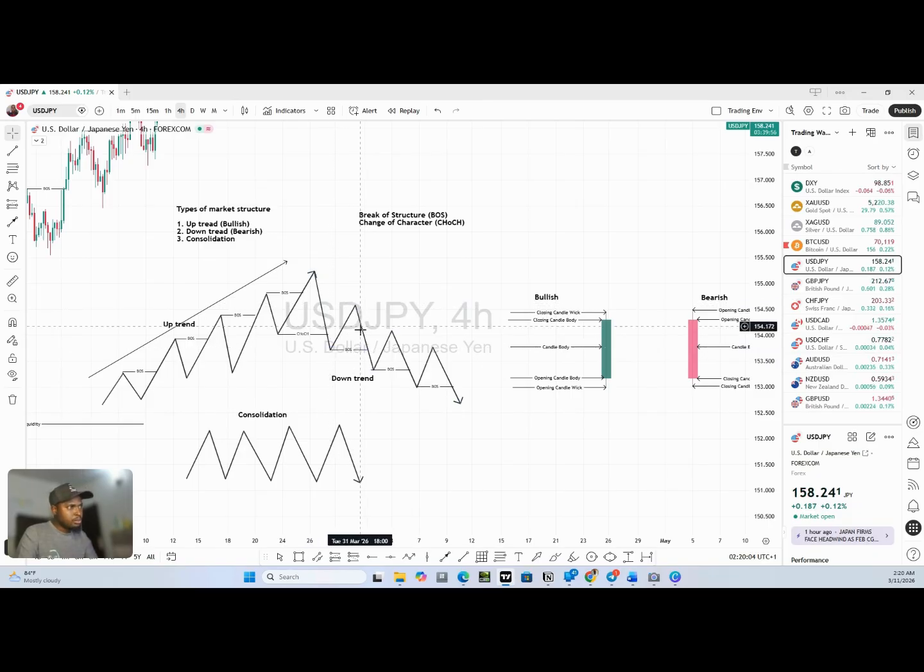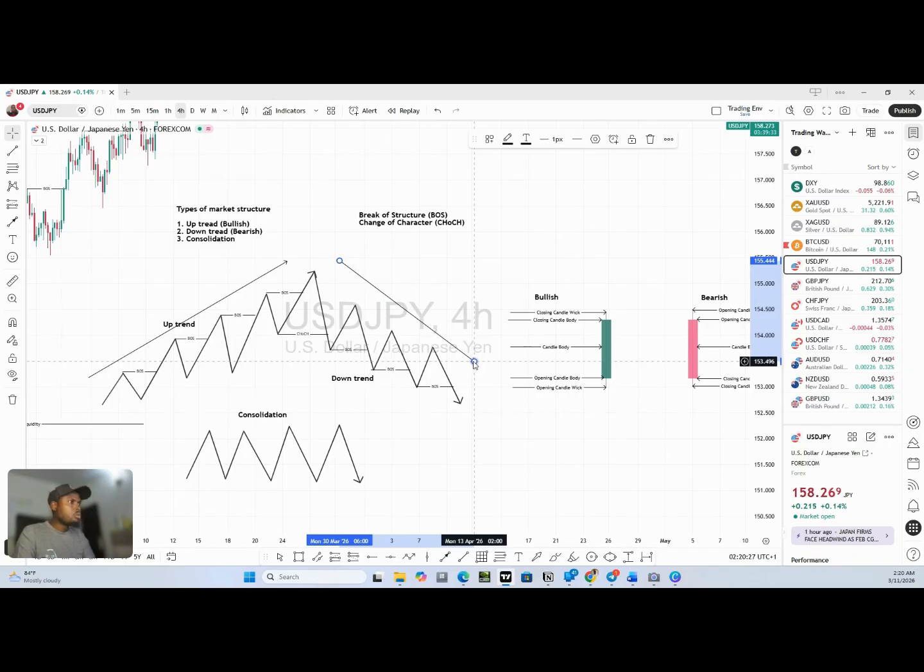So this is an impulsive move to the downside. Then this is a pullback. This is an impulsive move or displacement, and this is a pullback. This is another displacement. As you can see, the market is creating break of structure to the downside. That means the market changed from bullish to bearish. So that's how the market works.